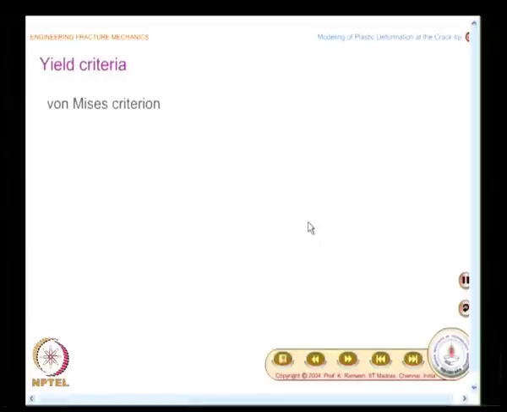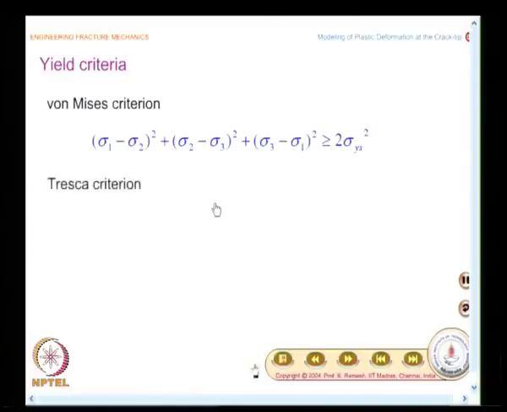And what is the material model that we have used? Elastic, perfectly plastic. And the yield criteria are 2, you know this, just for review we are just looking at it. The von Mises criterion utilizes all the 3 principal stresses. The condition is sigma 1 minus sigma 2 whole squared plus sigma 2 minus sigma 3 whole squared plus sigma 3 minus sigma 1 whole squared greater than or equal to 2 sigma ys squared.